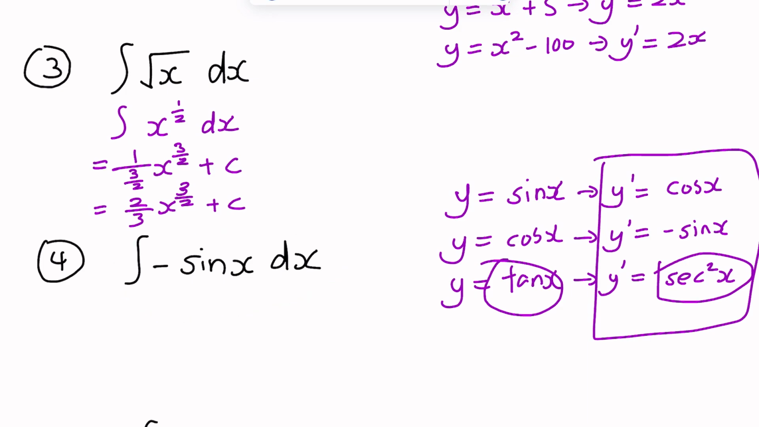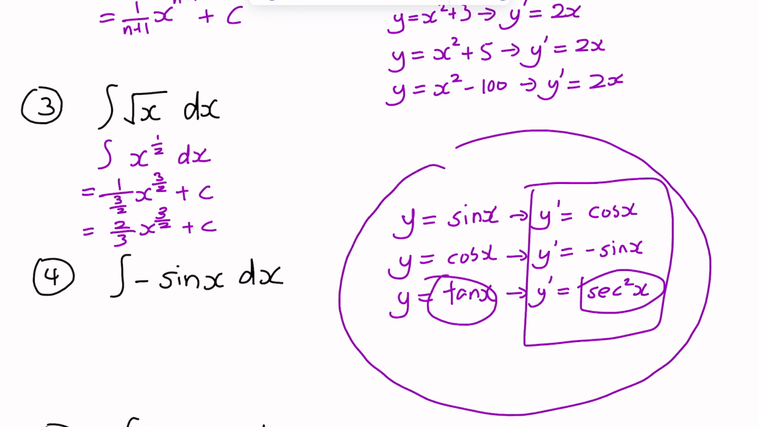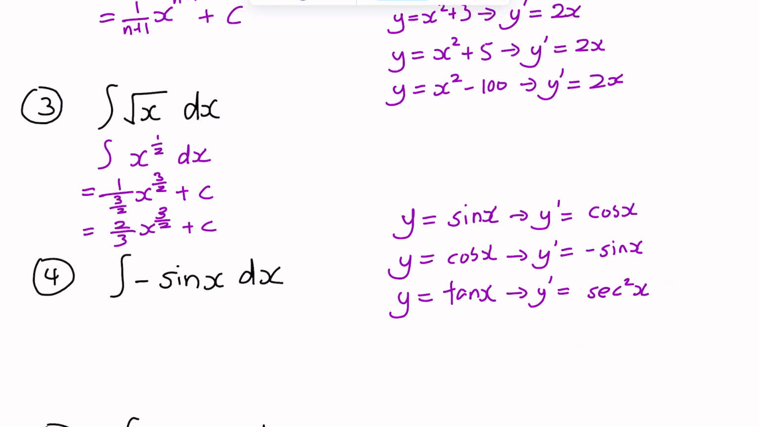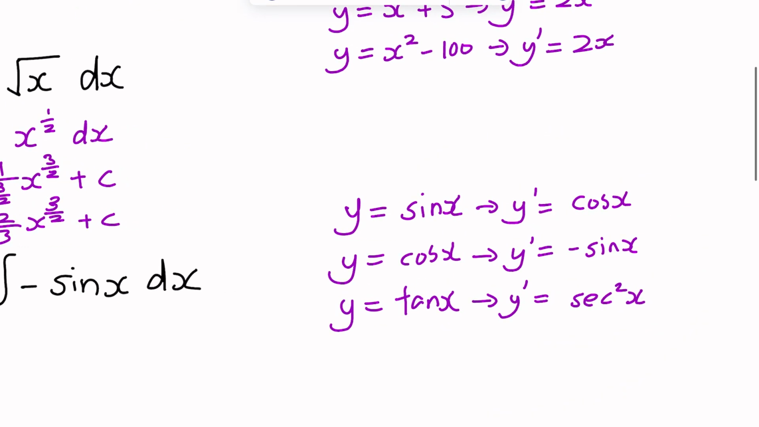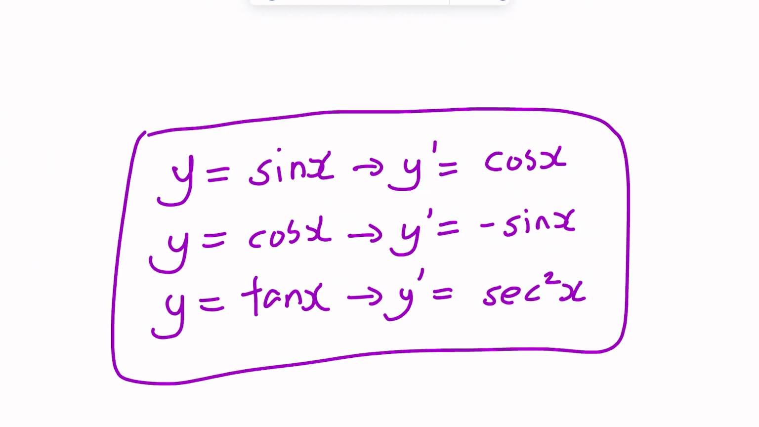negative sine x. Now this is trigonometry and it may be confusing, but let's take a look at this rule here. The derivative of sine x is cosine x. Finding the derivative of cosine x, you get negative sine x. The derivative of tan x is secant squared x. Now there is a way you can do this without a formula, but for now, try to just memorize this.